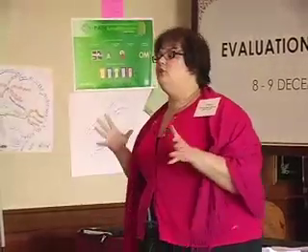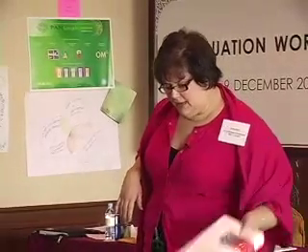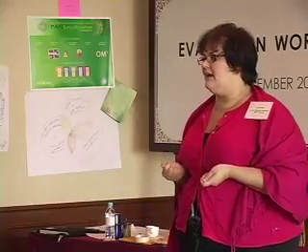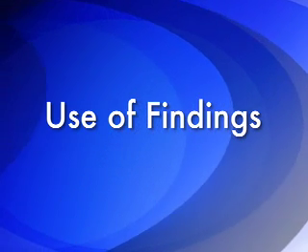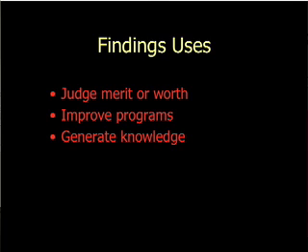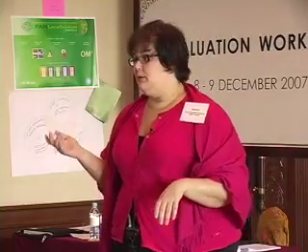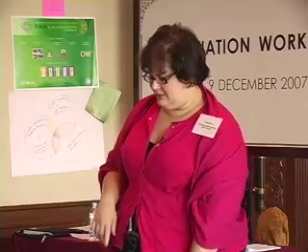So there are really two different kinds of uses that Michael Patton breaks down in this book. The first are findings uses, meaning the conclusions or the findings that come from the evaluation process. And findings can be used to make a judgment about the merit or worth of the activity that's been evaluated, to improve a program, or to generate knowledge about what works and what doesn't work in certain contexts. So all of these are examples, and there may be others that you're going to come up with in terms of your projects of how findings can be used.